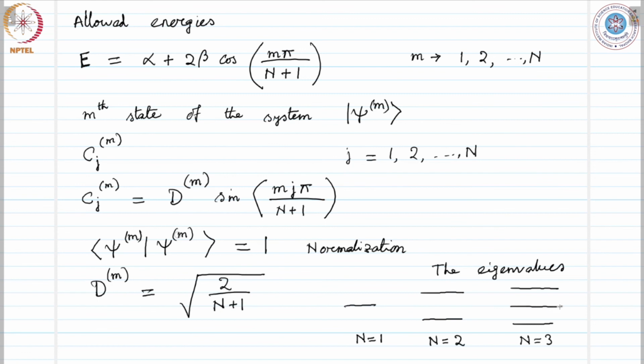Now, let us consider something interesting. We cannot really calculate for infinite number of atoms, but we can put periodic boundary condition in place. Which means 0th atom and n plus 1 atom, these are the same.